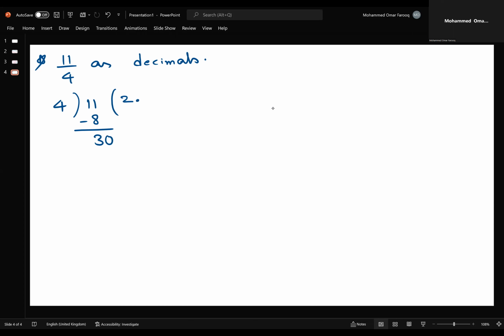It becomes 30. So 4 sevens are 28. 30 minus 28 is 2. Already you have taken the decimal, so we have to put another 0. It becomes 20. 4 fives are 20. Therefore, 11 by 4 can be written as 2.75. Understood?